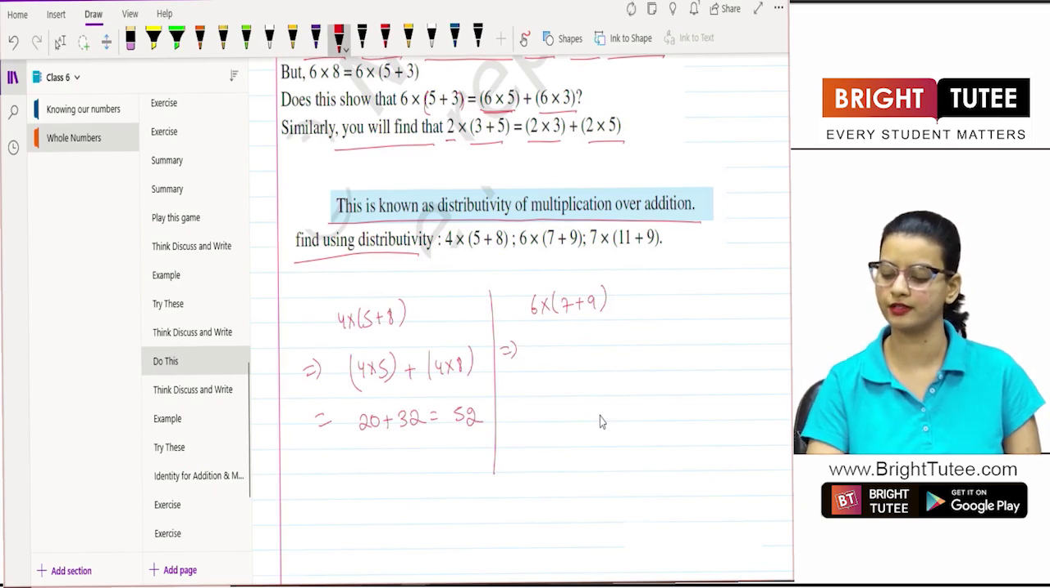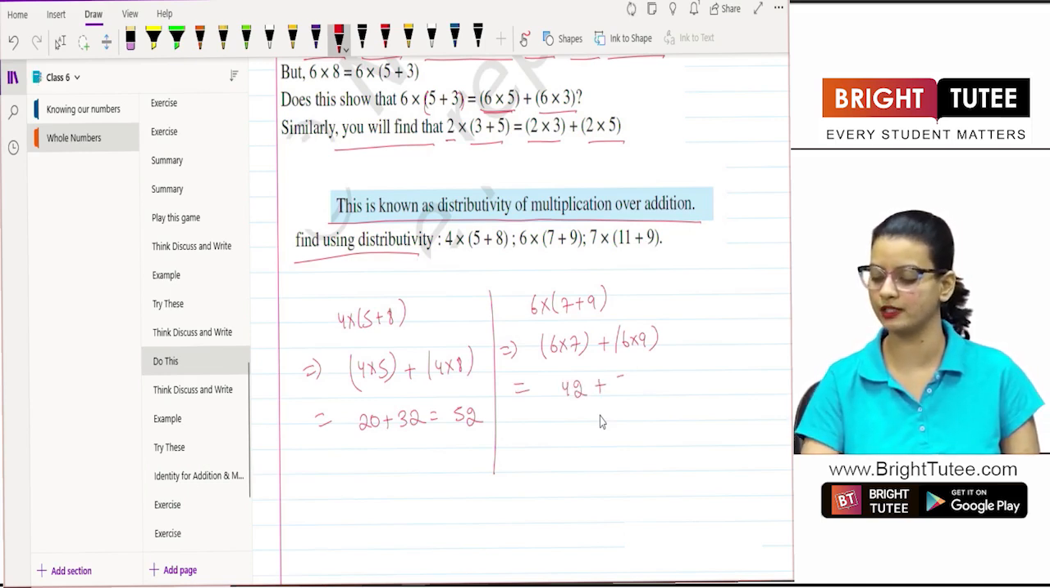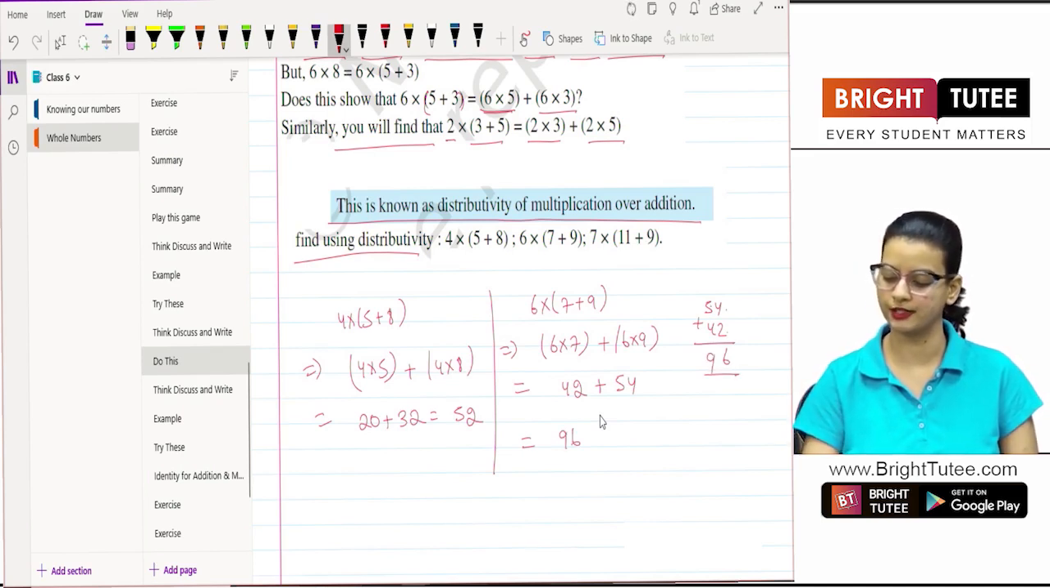Then we have 6 into (7 plus 9). Now what can we write this as? This is 6 into 7 plus 6 into 9. 6 into 7 is 42 plus 6 into 9 is 54. So we are going to add 54 plus 42. Let's add this. We have got 4 plus 2 is 6 and 5 plus 4 is 9. So the answer is 96.